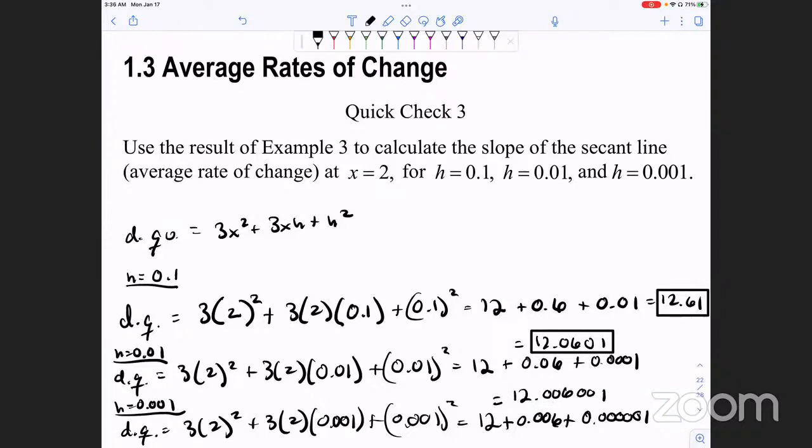001, right? It's getting closer and closer to 12. So as that h gets closer and closer, as that change gets closer and closer to 0, this slope gets closer and closer to 12, right?